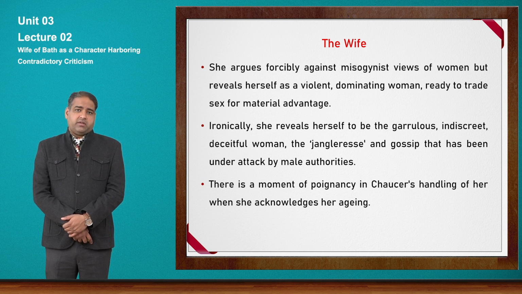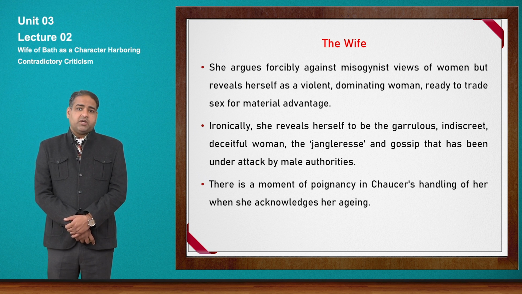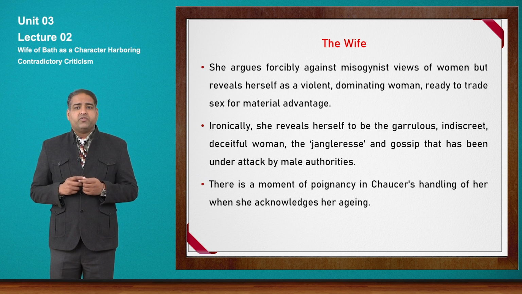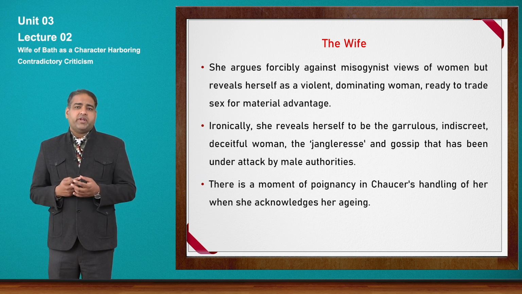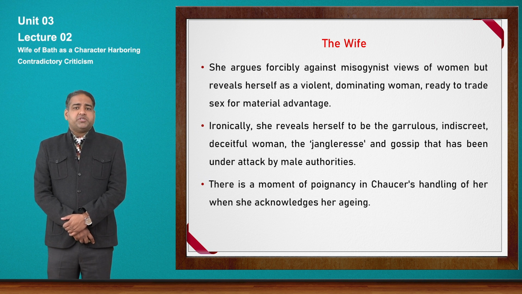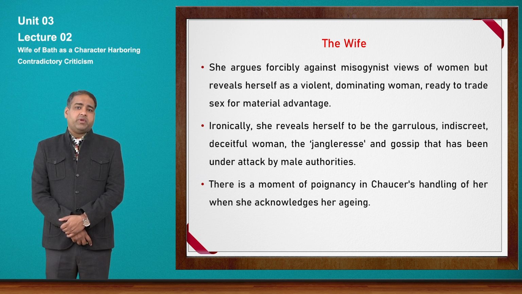She argued forcibly against misogynist views of women, but reveals herself as a violent, dominating woman, ready to trade sex for material advantage. So, we can see from the dialogues of the Wife of Bath that she is against the misogynistic views of women. But on the other hand, she herself is proved to be a violent, dominating woman and a very practical kind of lady who can get material advantages by trading in sex. Ironically, she reveals herself to be a garrulous, indiscreet, deceitful woman.